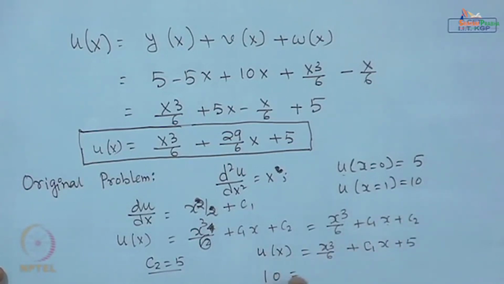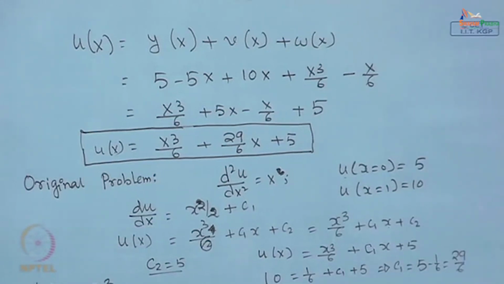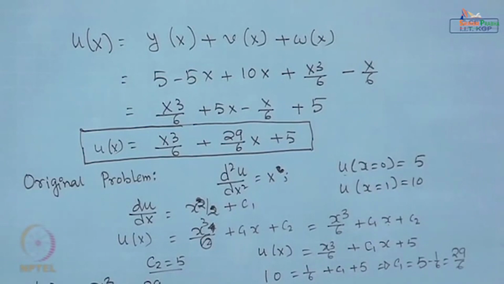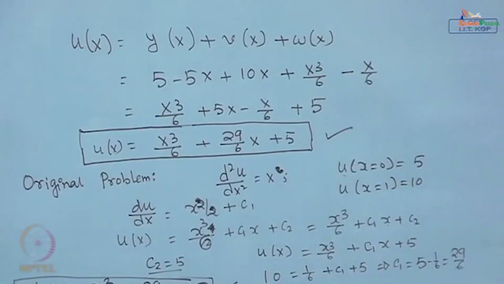Next, you just put x is equal to 1, u is equal to 10. So, 10 will be 1 over 6 plus c1 plus 5. If you evaluate, c1 turns out to be 10 minus 5 is 5, 5 minus 1 upon 6, it will be 29 upon 6. So, the complete solution of this problem becomes u as a function of x, x cube by 6 plus 29 by 6 into x plus 5. That matches with our solution using the principle of linear superposition.